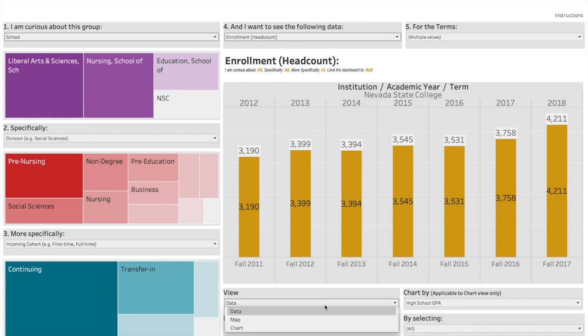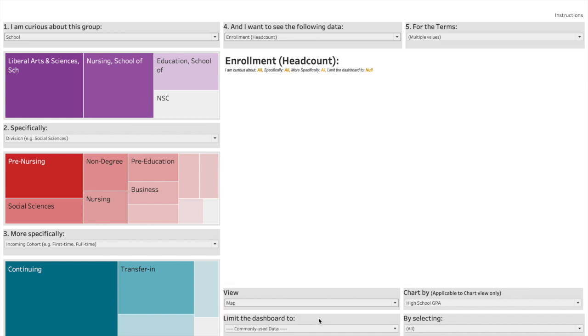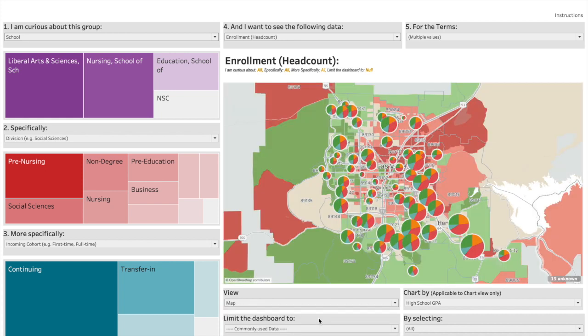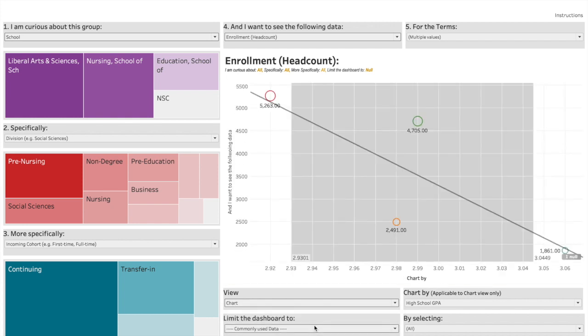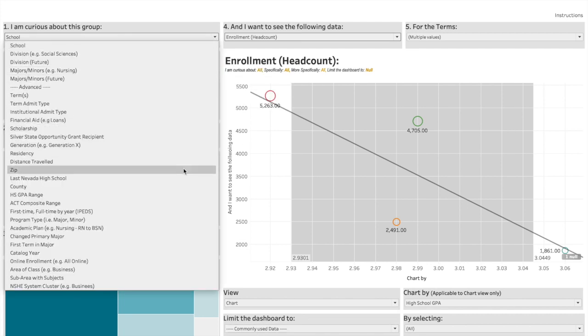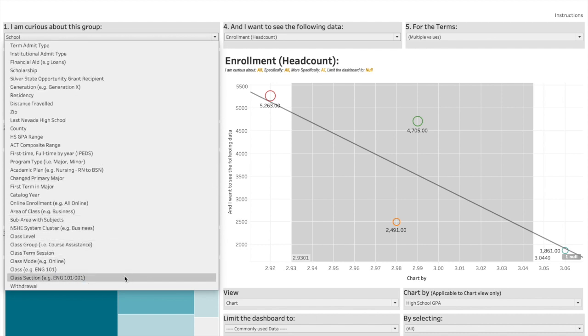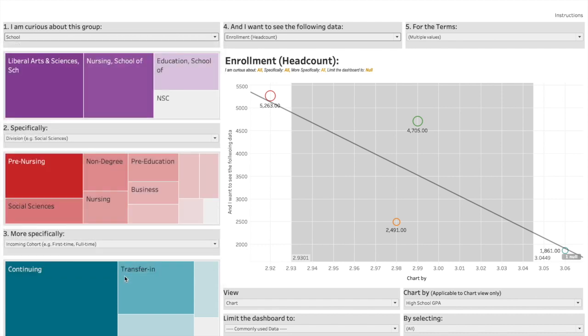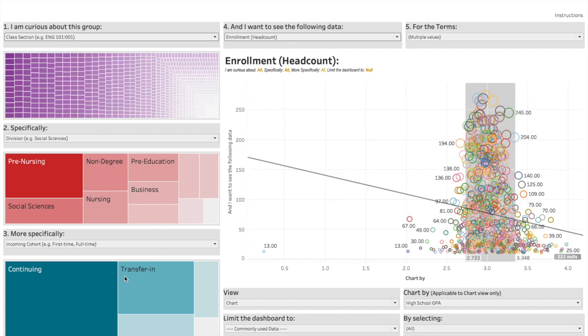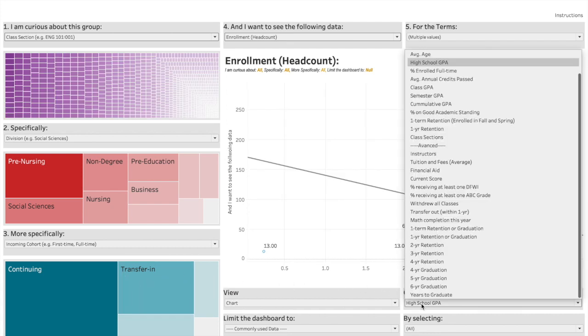We can also look at the students in a different view by the location from their home address. These pies can be split into any dimension we want. We can also look at one measure versus another. Here we are looking at enrollment versus high school GPA. We could split this data by class sections, and in that way we get a lot more data points.